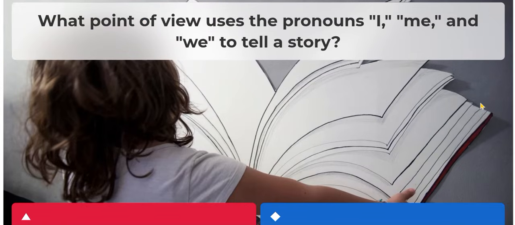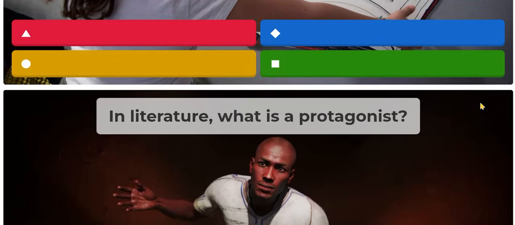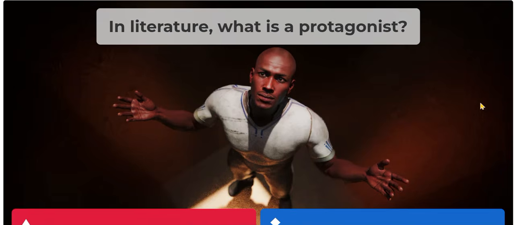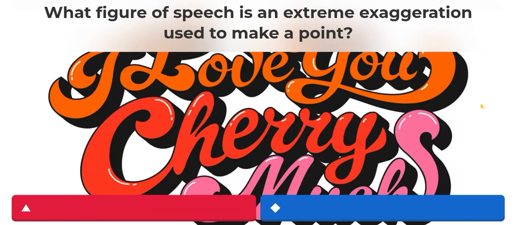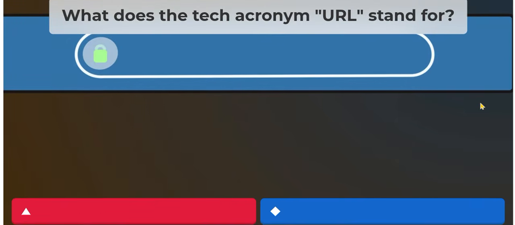What point of view uses the pronouns I, me, and we to tell a story? In literature, what is a protagonist? What figure of speech is an extreme exaggeration used to make a point? What does the tech acronym URL stand for?